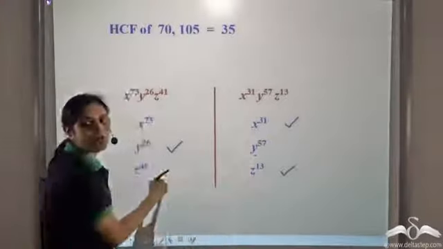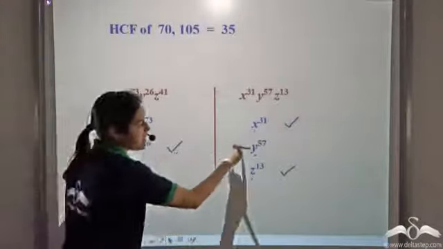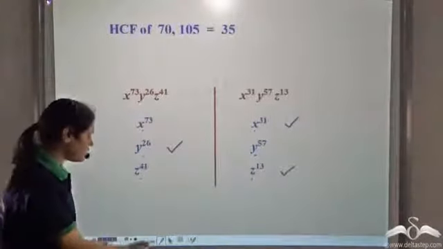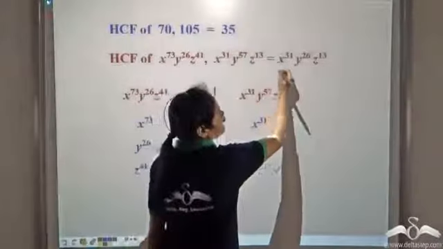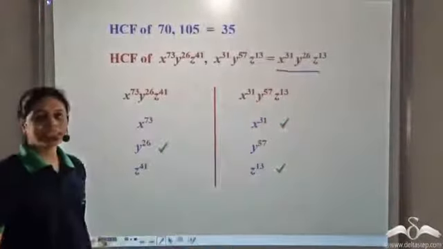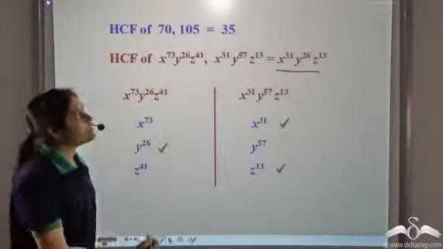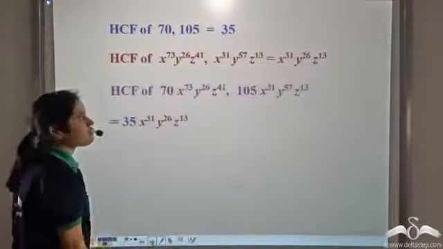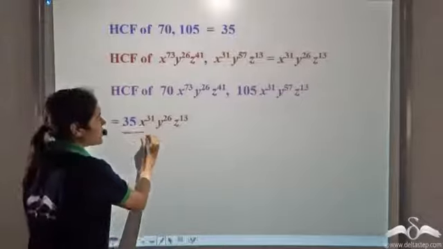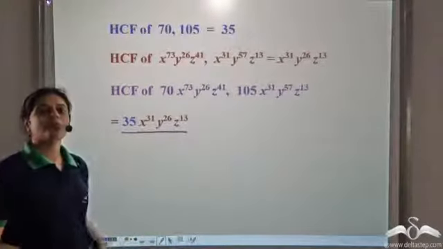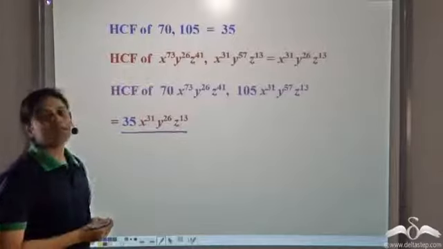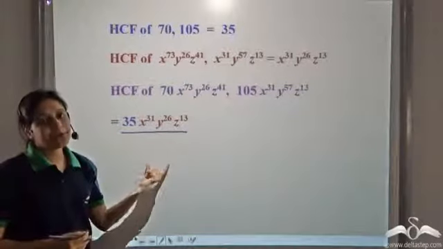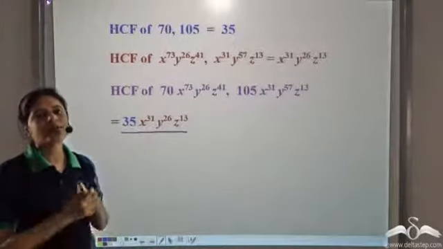So the HCF of the two algebraic parts is x to the power 31 into y to the power 26 into z to the power 13. Now we can multiply this and this to get the HCF of these two terms. So 35 x to the power 31, y to the power 26, z to the power 13 is the HCF of these two terms. And we have calculated it in a simpler and faster way by using the second method which we had learned.